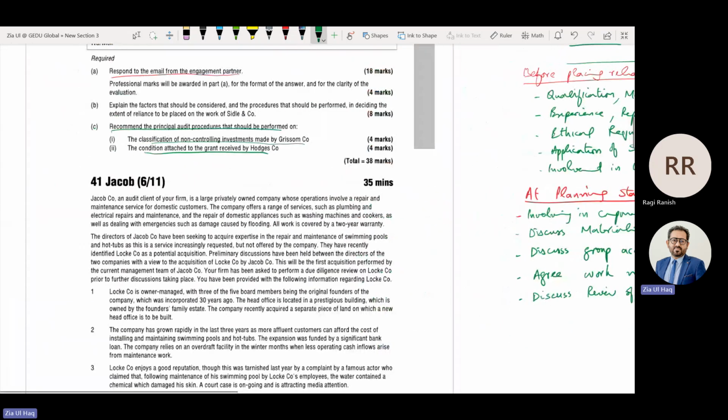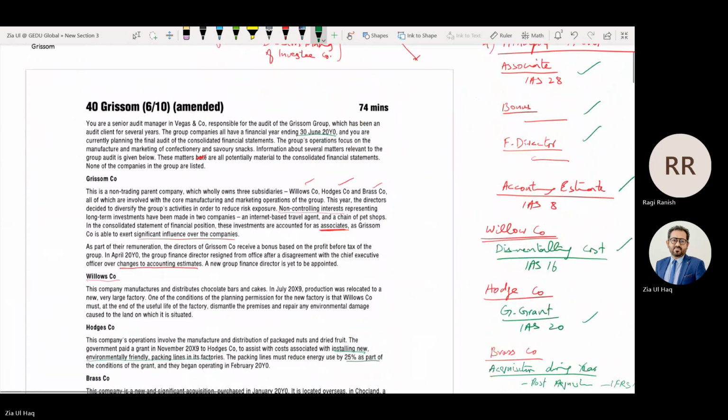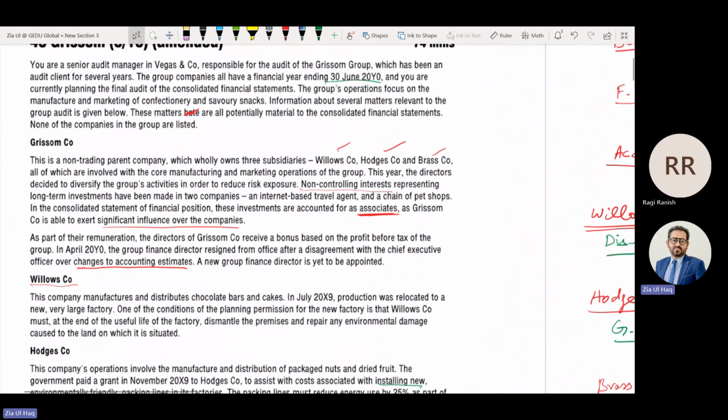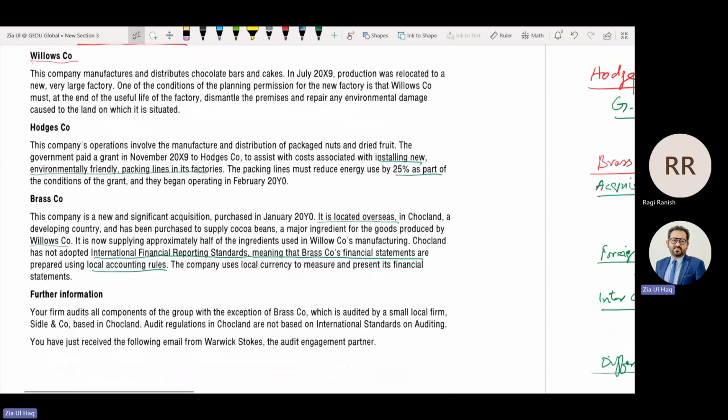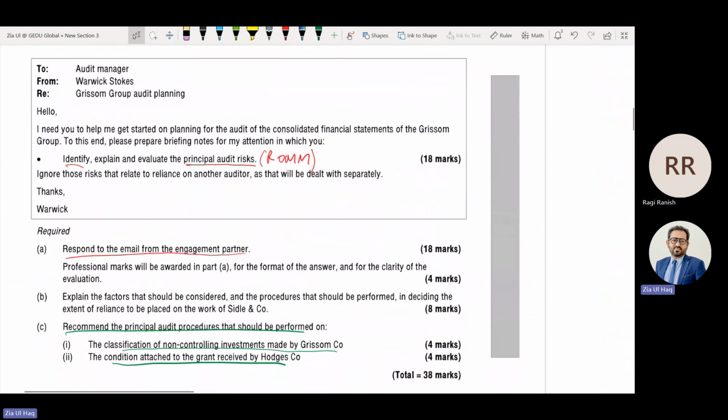So we were covering a question called Grissom, having three subsidiaries: Willow Company, Hodge Company, Brass Company, and we completed part A of the question, where we identify and explain principal audit is for 18 marks. And we have completed part C of the question as well, where we have stated some procedures to verify non-controlling investment and procedures to verify condition attached to the government grant. Part B of the question.